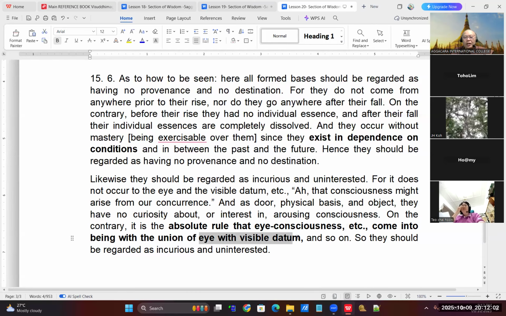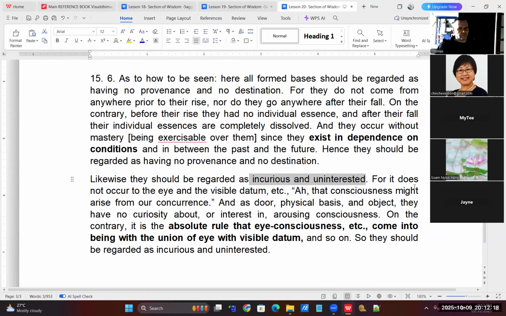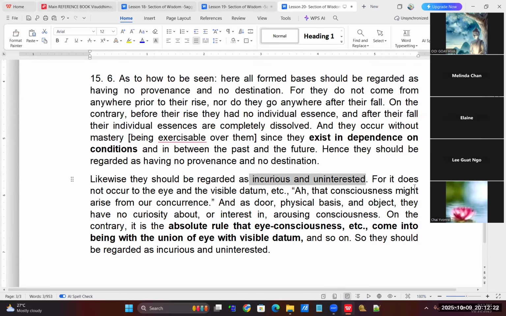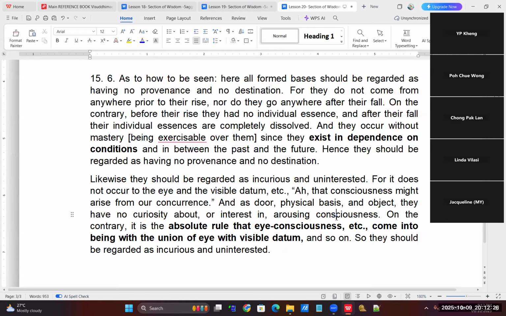When the eye sees something, eye consciousness arises. So it just does the function of seeing. Then after that, no more. It will not think about this and that. It will not have any other interest. That means it is incurious. It will not be like a busybody. So it just does its function and then the information passes to the next chitta, and that's all. That's the meaning here.